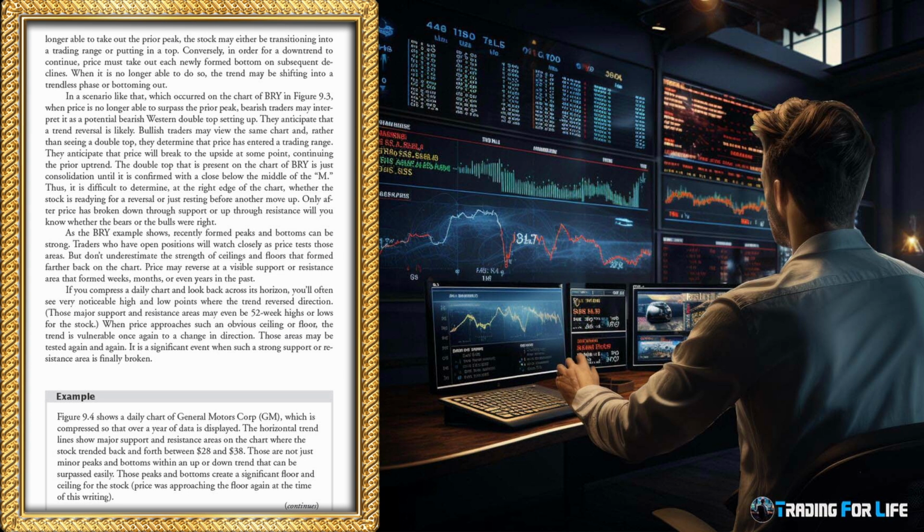The double top that is present on the chart of BRY is just consolidation until it is confirmed with a close below the middle of the M. Thus, it is difficult to determine, at the right edge of the chart, whether the stock is readying for a reversal or just resting before another move up. Only after price has broken down through support or up through resistance will you know whether the bears or the bulls were right. As the BRY example shows, recently formed peaks and bottoms can be strong.